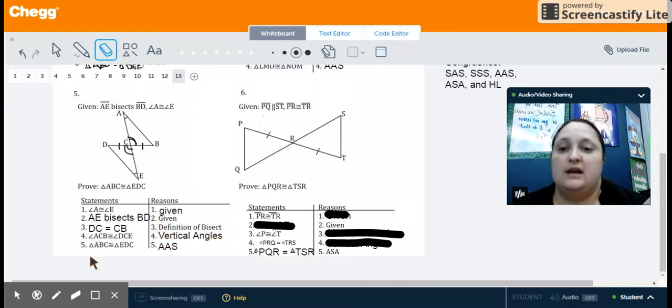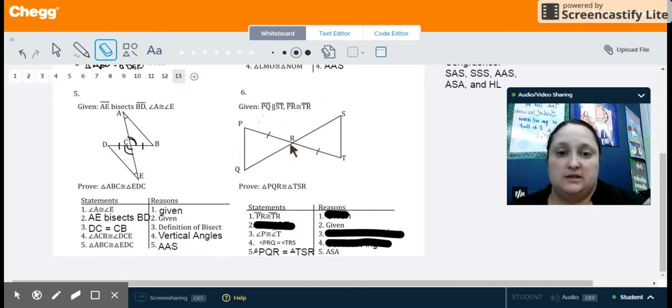Now, if you ever see a part, like, for example, it'll say angle D is congruent to angle B after the triangles, that's when you're going to use the CPCTC formula. Congruent parts of congruent triangles are congruent. Okay, that's what would go there.